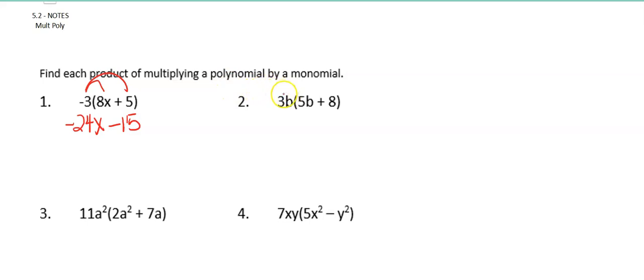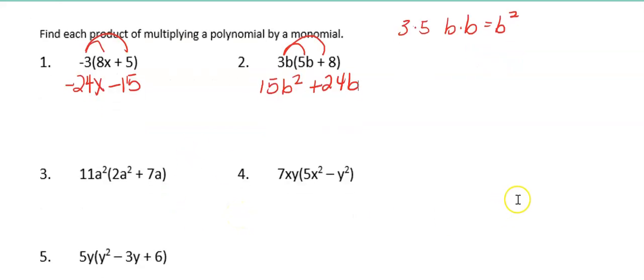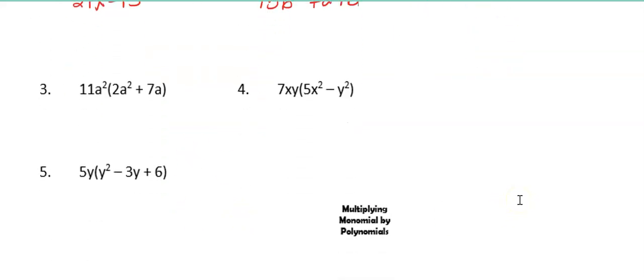So now I'm going to come over here and I'm going to do 3b times 5b. So how exactly do we do this? Well, you're going to do 3 times 5, which is 15. And then you do b times b, which gives you b squared. So you just multiply them together, and then you combine the exponents of the variable. Now I'm going to do 3b times 8. So you're going to multiply the coefficients, which is 24, and then they got that b right there. So this is just simply simplifying. Looky there.